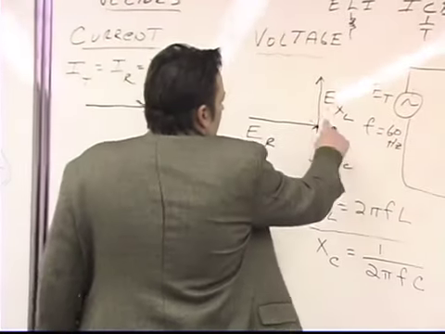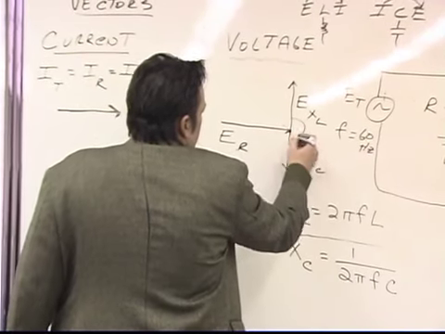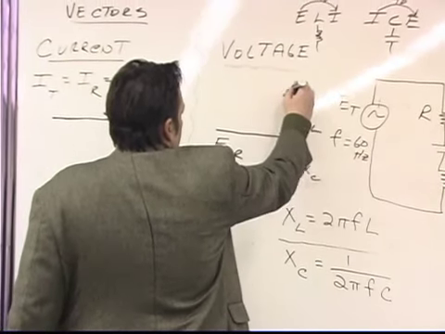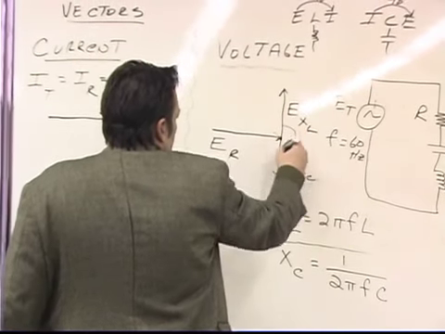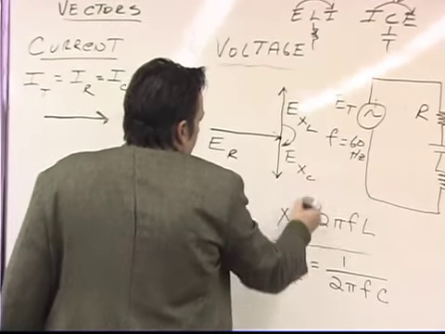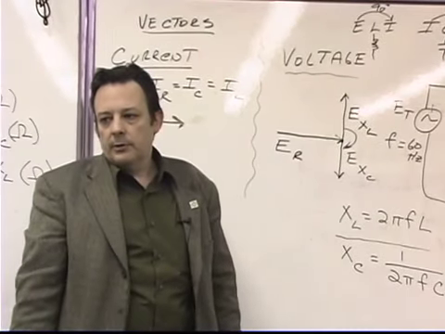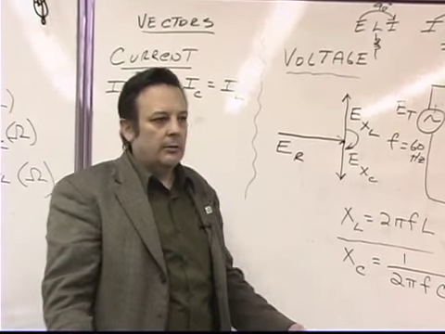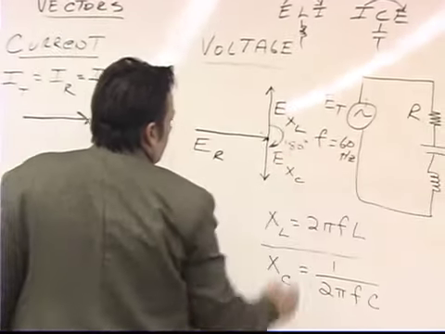So when we look at the phase angle between these two vectors, in other words, the vector that represents the voltage drop across the inductor and the vector that represents the voltage drop across the capacitor, they are at how many degrees with respect to each other? 180 degrees, right. So this guy is 180 degrees.